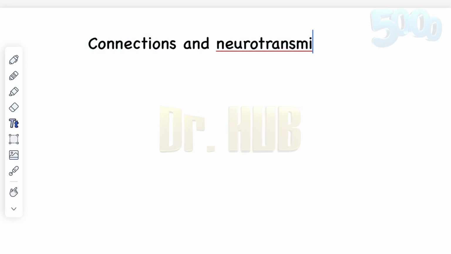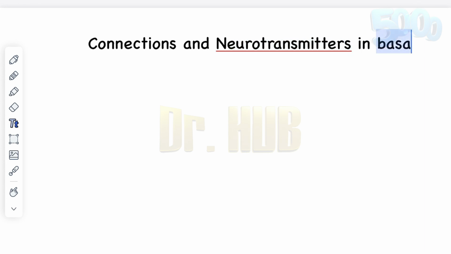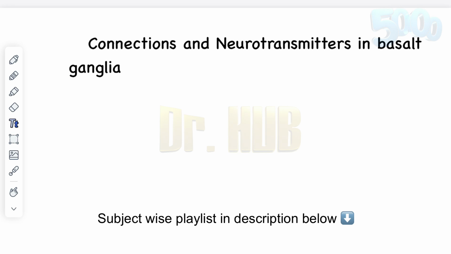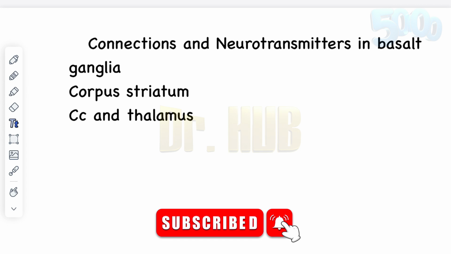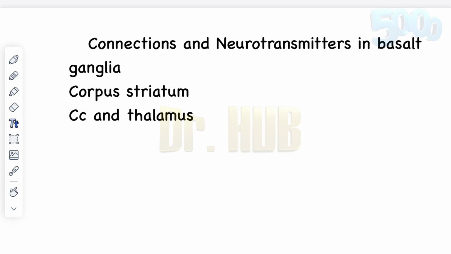Now let's look into the connections. The connections are the neurotransmitters in case of the basal ganglia. So first is the corpus striatum. The input is the cerebral cortex and the thalamus. Next, what is the output? The output will be the GPE and the GPI.